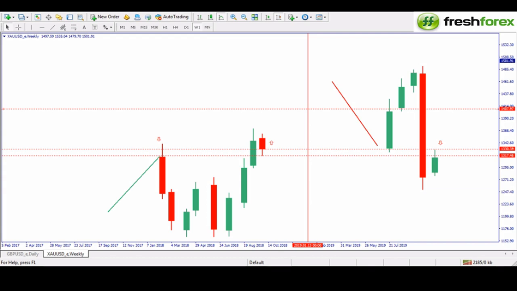Another thing which I've not mentioned is you need to combine inside bars with trend. If the price is moving downwards or the overall trend is bearish, be sure to look for bearish inside bars. And if the overall trend is bullish, also look for bullish inside bar candles.